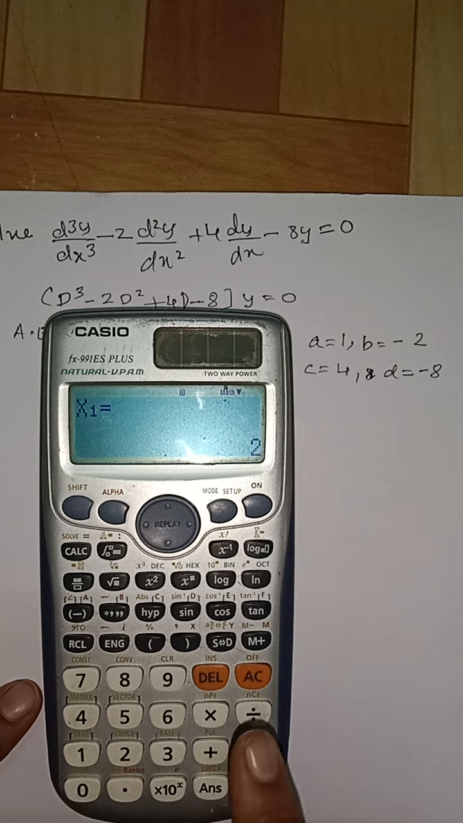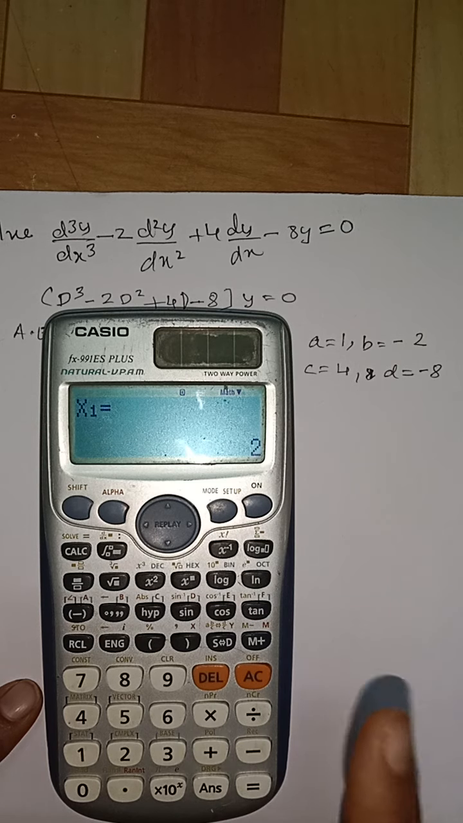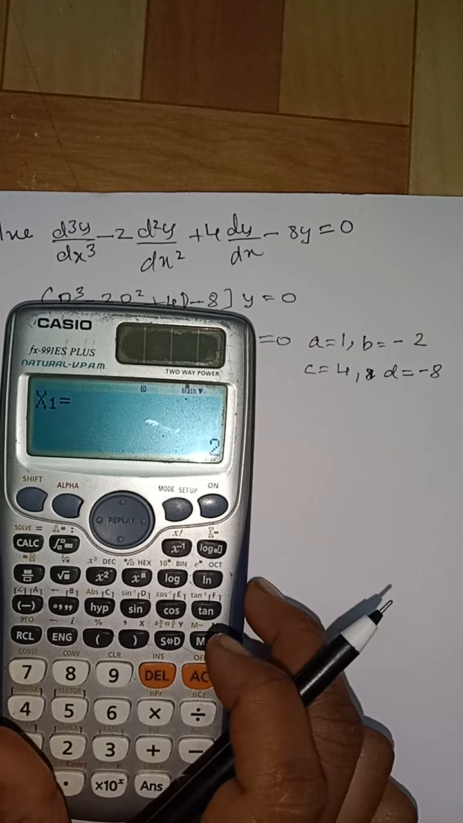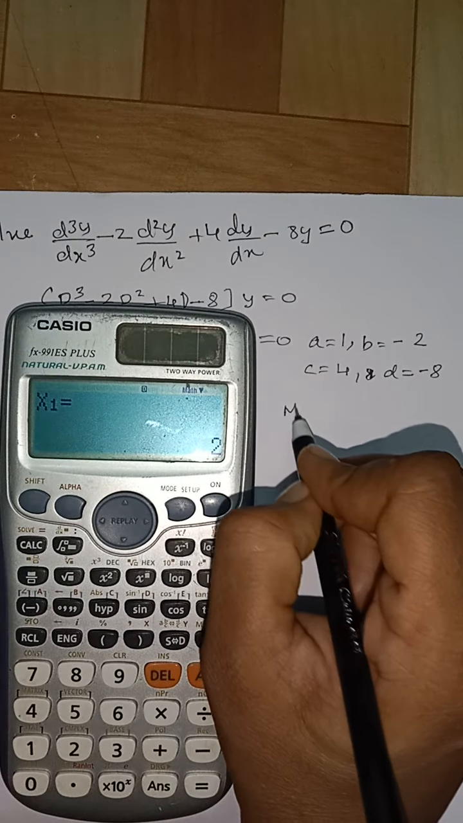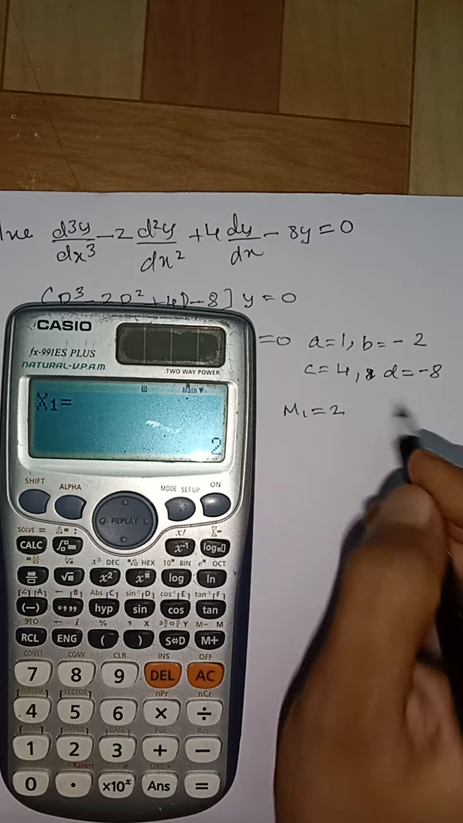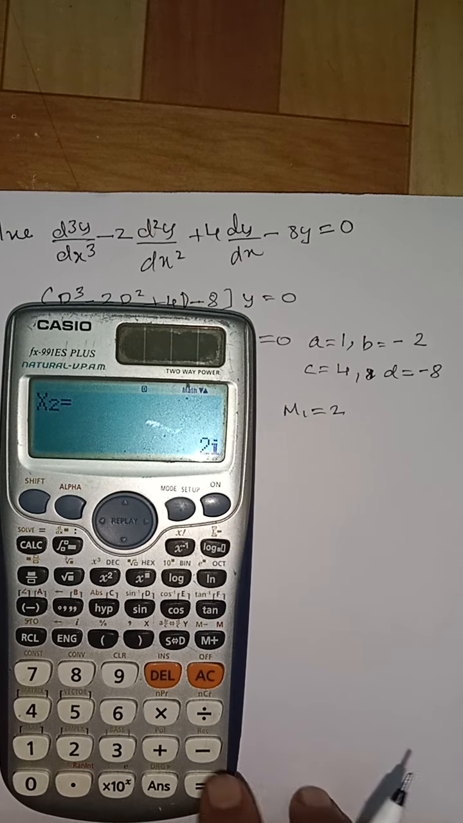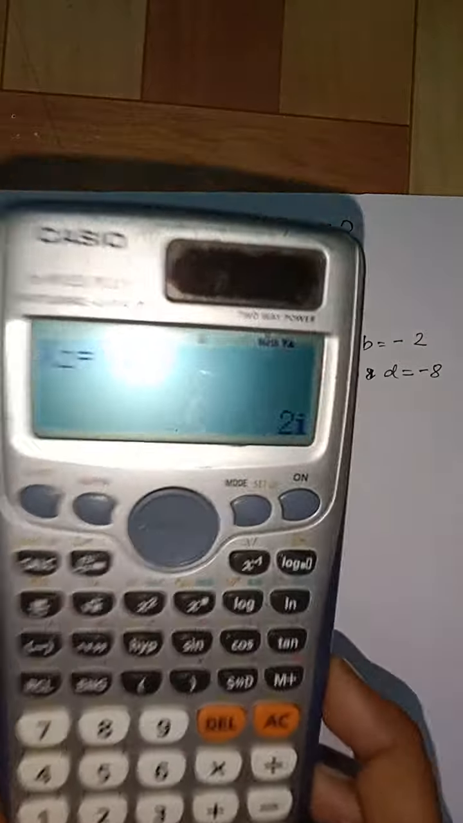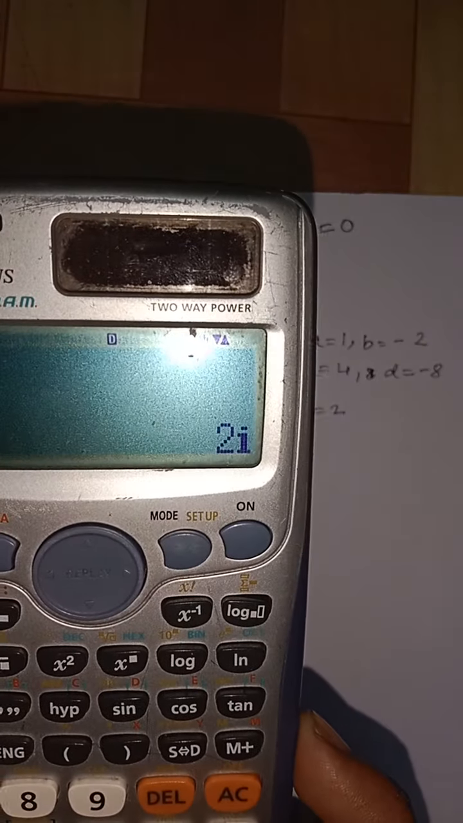Now it is showing you the root x1. So x1 implies the first root. In our example, we are considering root in terms of m. So this is giving you the first root m1. m1 is equals to 2. Then again press equals to. It is showing you the value as 2i.